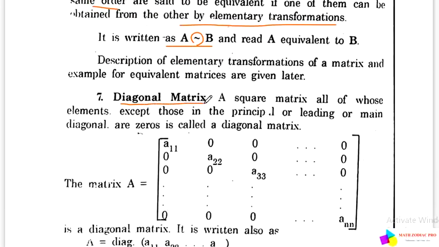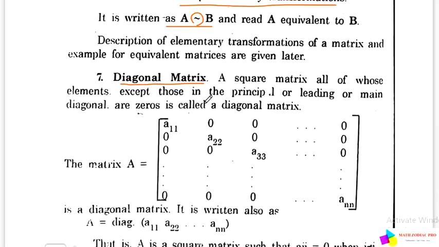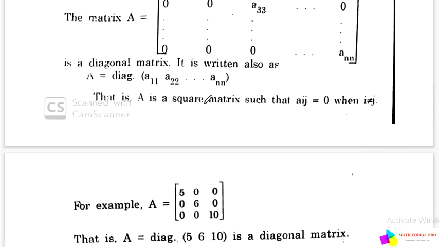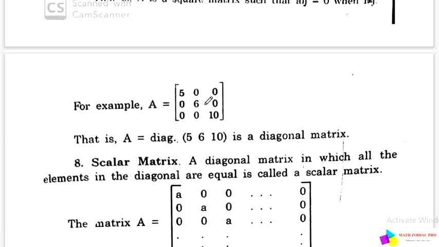Next one, diagonal matrix. I have given an example. A diagonal matrix contains the diagonal elements only, and the remaining elements are 0, so 0 0 0, like this.